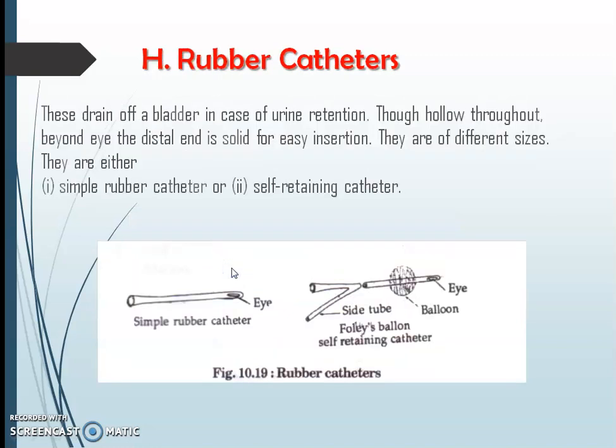Then rubber catheters. These drain the bladder in case of urine retention, hollow throughout, with the eye distal and the tip solid for easy insertion. They are of different sizes. They are either simple rubber catheters or self-retaining catheters. This is a simple rubber catheter. It has an eye. This is a self-retaining catheter. It contains a Foley balloon and side tube. This is the balloon and eye tube.